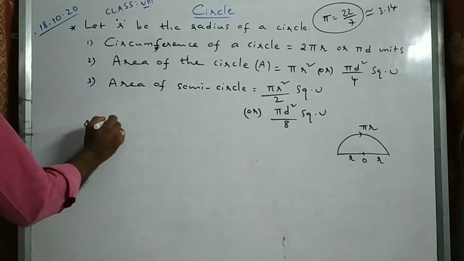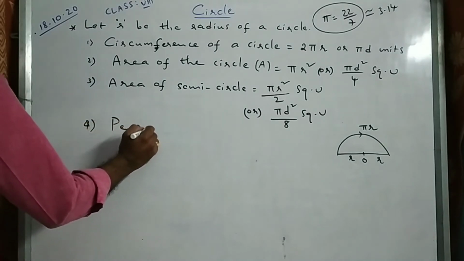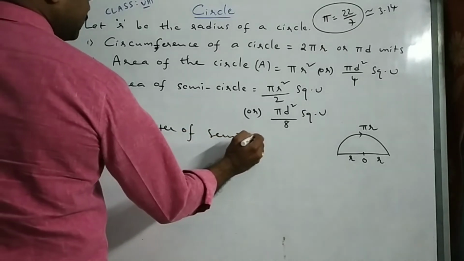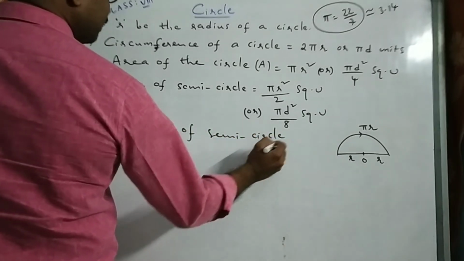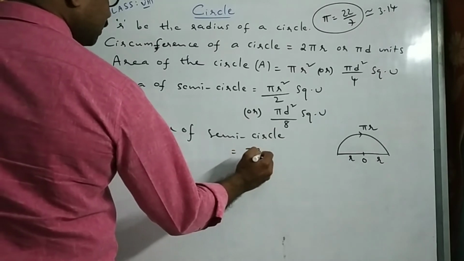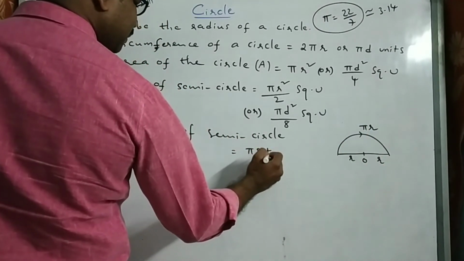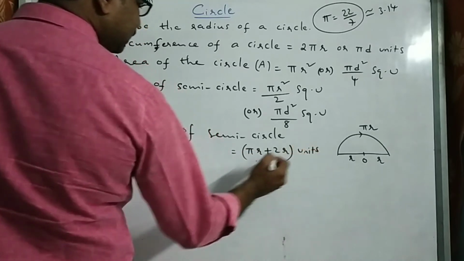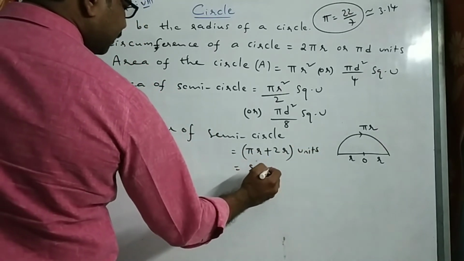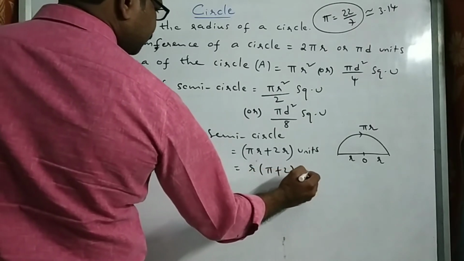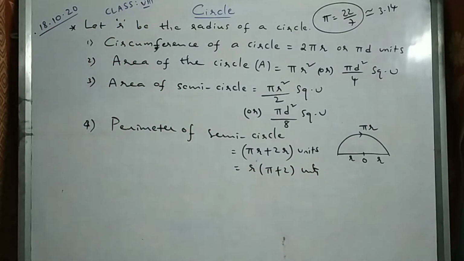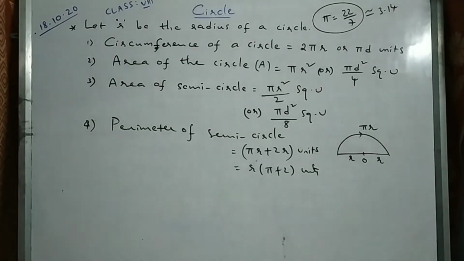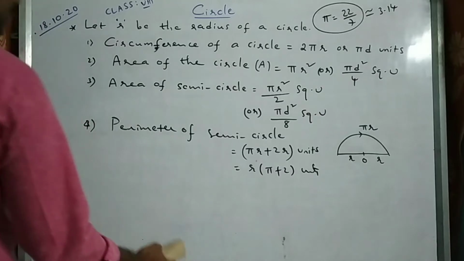Similarly, perimeter of semicircle also. Perimeter of semicircle is pi r plus r plus r, that is pi r plus 2r units, or we can take r common, r times pi plus 2. Okay, these four formulas regarding circle and semicircle are very important. Okay, learn this.